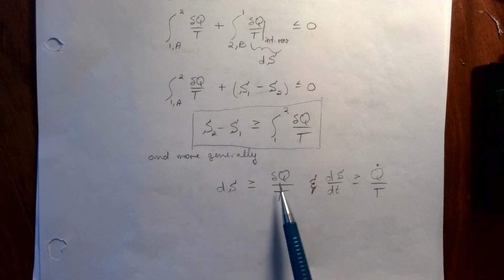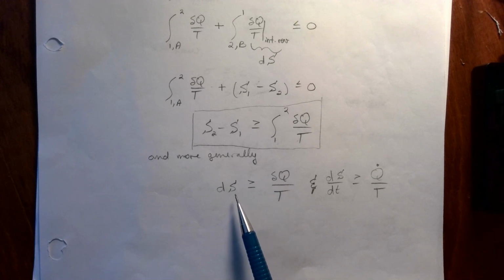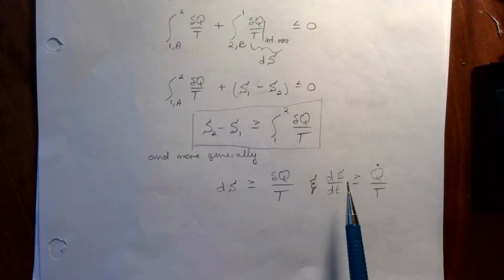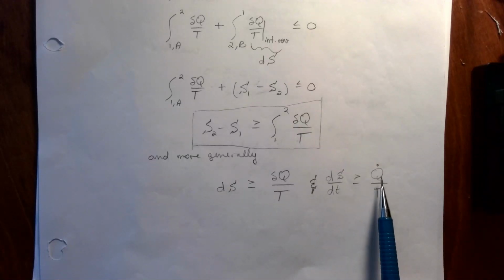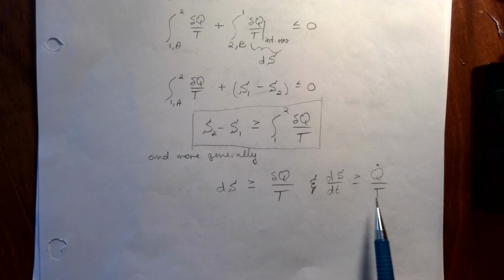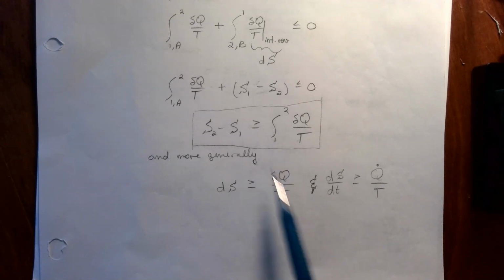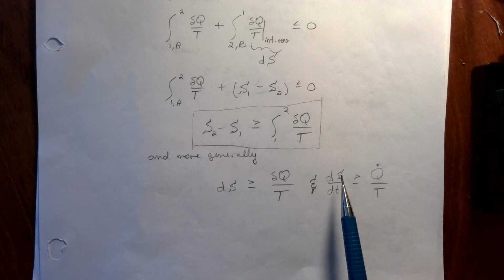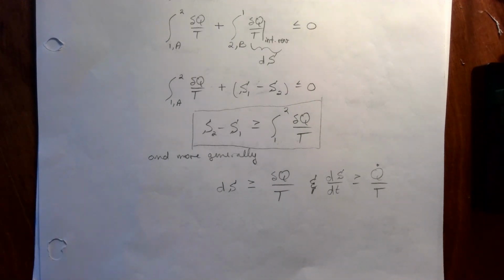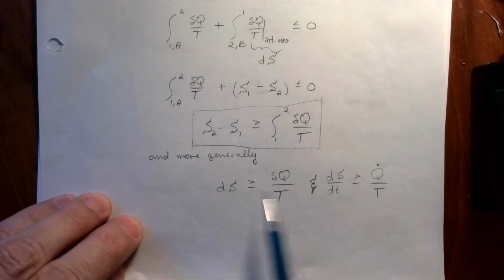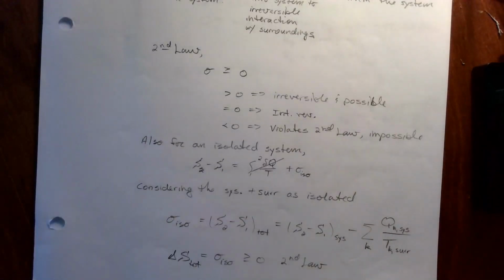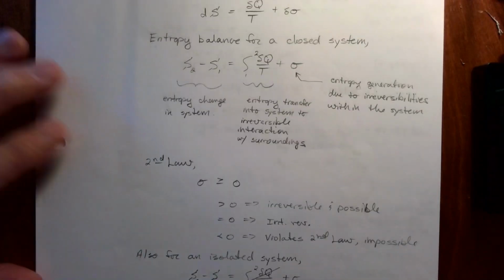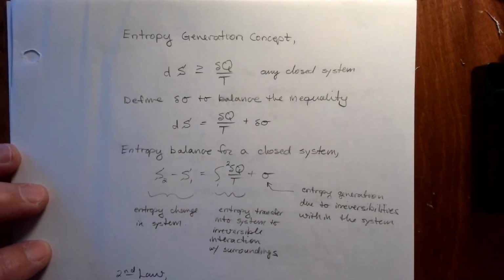So dS is greater than or equal to dq over T, and then divide by time, and then on a rate basis dS/dt is greater than or equal to, now turn this into a rate, Q dot over temperature. So all of these hold and represent another equation or inequality of the second law. So let's start with this inequality and use that to provide a basis for the entropy generation concept.